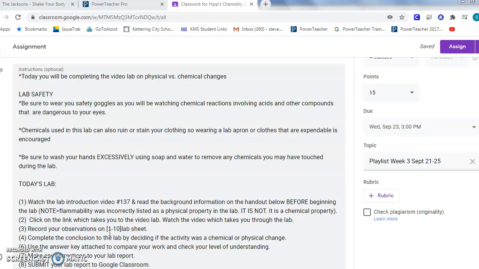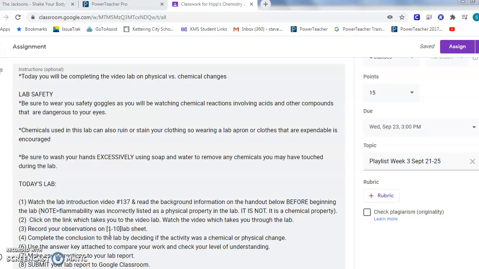Today's lab is on physical versus chemical changes. In our class notes 1-7, we learned that there are physical properties and chemical properties, and there can also be physical changes and chemical changes. In today's lab, we will be exploring an opportunity to watch those processes taking place, and we need to make conclusions as to whether what we are watching in the video is a physical or chemical change.